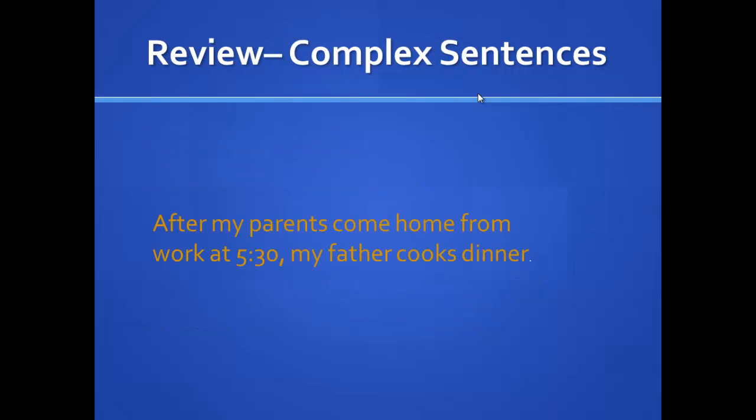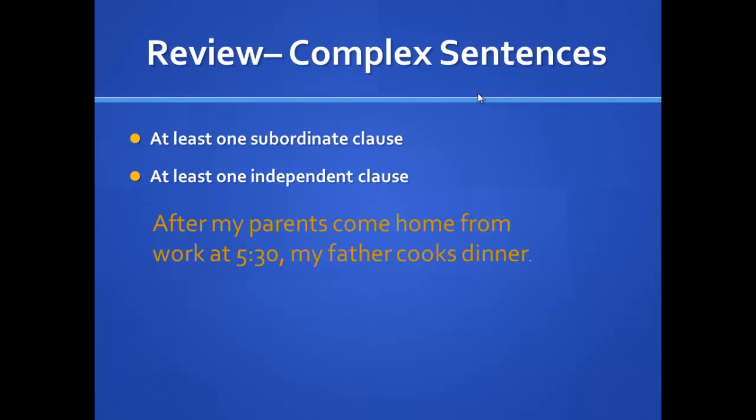A third type of sentence is the complex sentence. And a complex sentence has at least one subordinate clause. So for example, after my parents come home from work at 5:30, my father cooks dinner. After is a subordinating conjunction, and it gives you a clue that this is a subordinate clause that begins the sentence. And of course, it also has one independent clause, which in this example sentence is, my father cooks dinner. Remember, independent clauses are independent because they can stand by themselves as a complete sentence and still make sense.